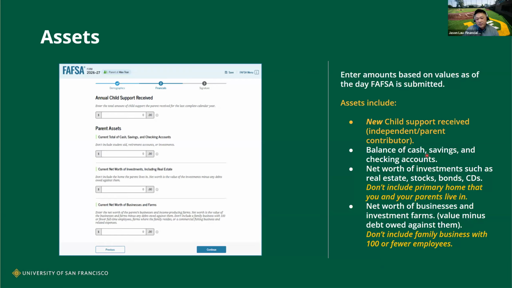So you will need some kind of records for assets in terms of investments. Make sure you do not include the primary home that you live in, right? If you have a secondary home, vacation home, things like that, then you will account for that. And then for business, you normally don't include a family business with 100 or fewer employees. And the way you calculate your investments, or sorry, any real estate, for example, or business, is taking the value minus any debt that you owe on it, and that is the net worth.